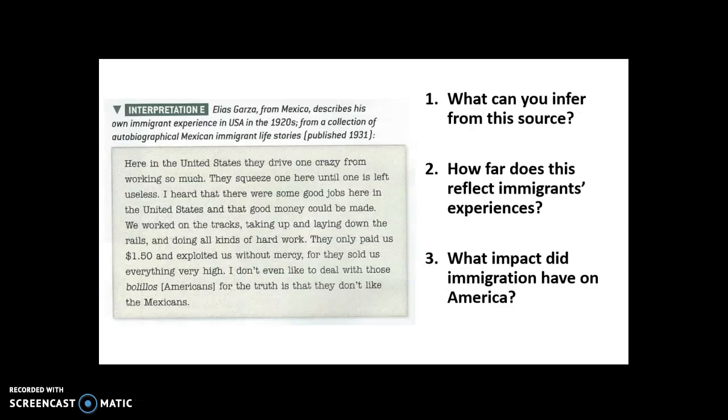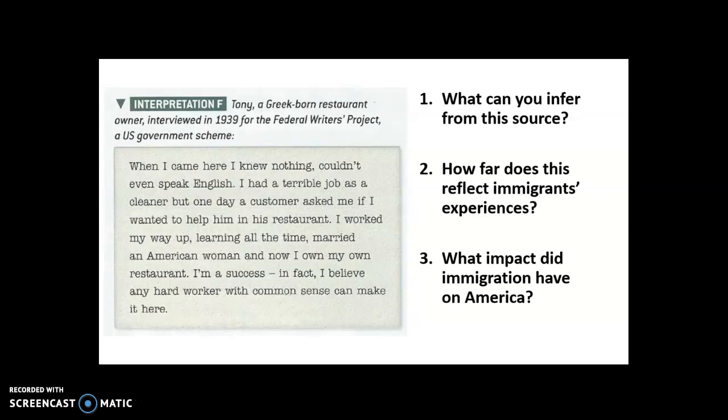So just last couple of things from me. Please do have a read of these sources in your own time. Pause the video. This is very much one perspective, but we're questioning how far it reflects others. And if I flick forward here, we've got another, a Greek-born restaurant owner who came to America and was highly successful. So you've got these real contrasting images.